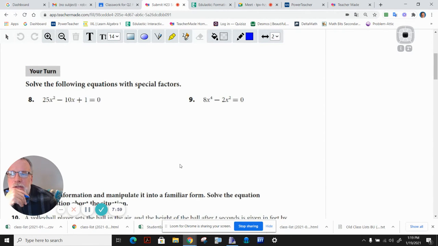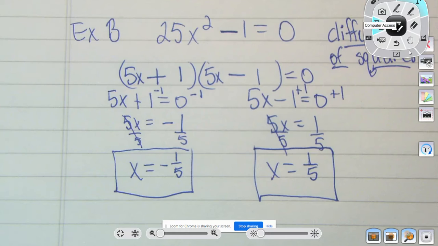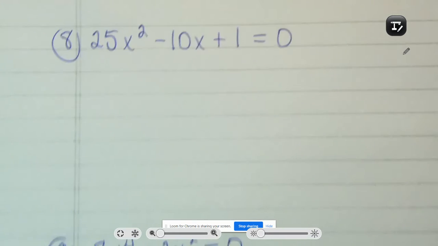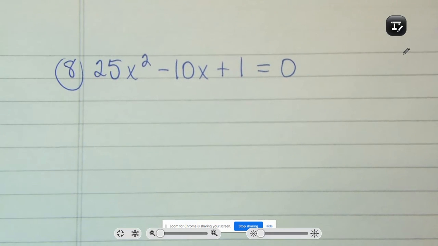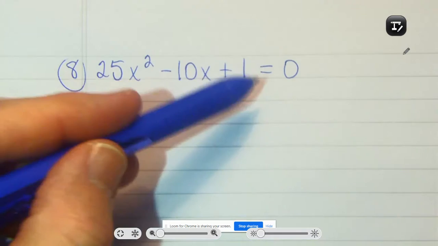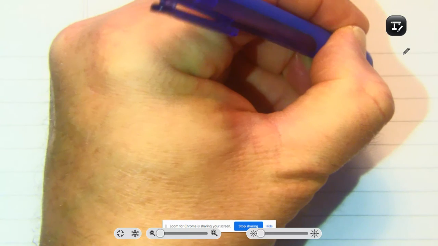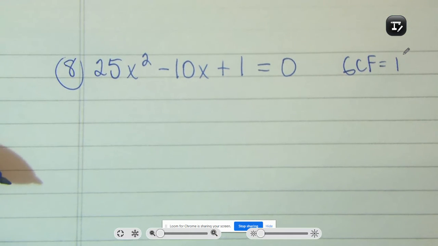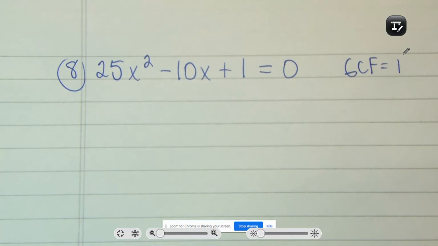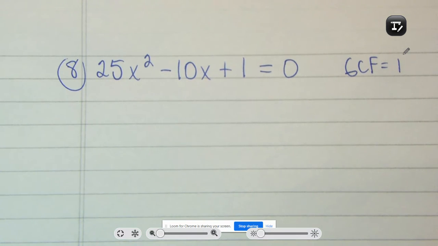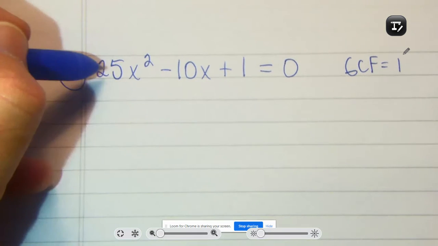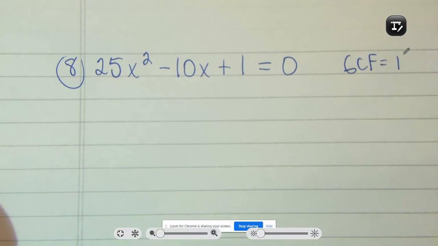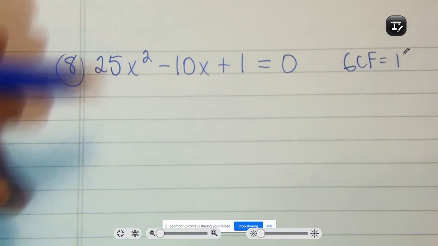So let's talk about how to factor these. First of all, 25x squared minus 10x plus 1. I want to first start by finding its GCF, and just looking at it, because it has a constant of 1, the GCF can only be 1. If I'd had a leading negative, I would have wanted to factor that out, but I don't.